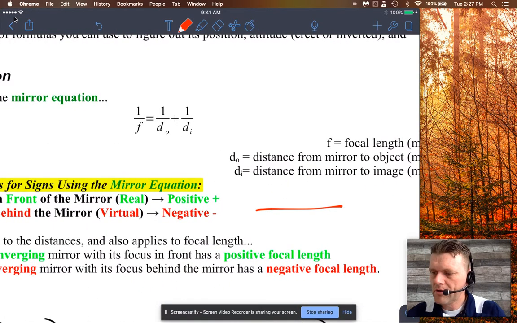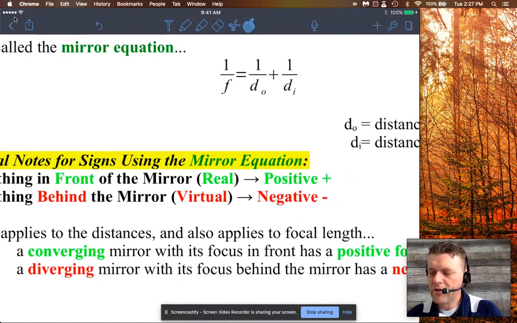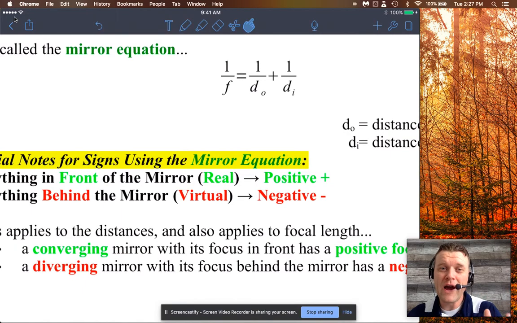Mr. Klintberg makes a great reminder here about the use of signs. So anything in front of the mirror is real, and so the math actually works out here. It's just amazing how this math works. If you get a positive value, that means you're in front of the mirror. So if you get a positive di, that means the image is in front of the mirror. If you get a negative di, it means the image is behind the mirror.